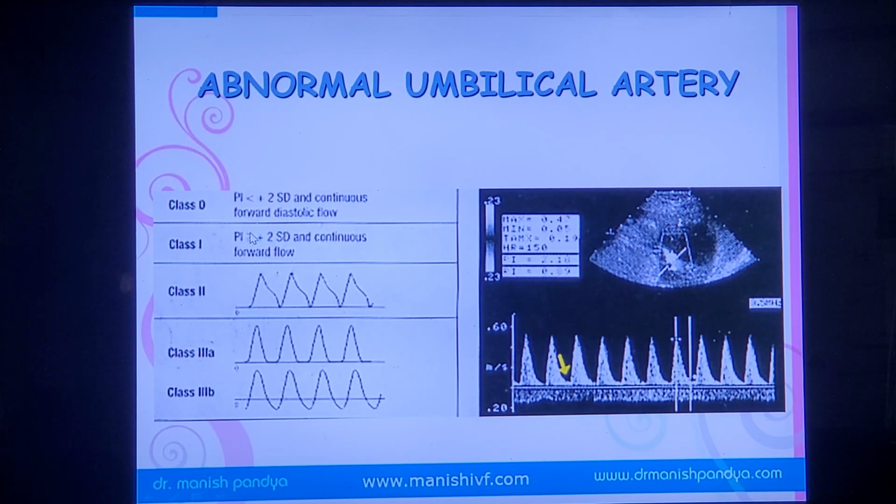Class 1, PI is more than or equal to 2 plus SD ratio, continuous forward flow. Class 2 is absent umbilical artery flow. Class 3 is absent flow and class 2B is reversal of the umbilical flow. What is this? Which class will it come in? Class 3. Class 3. Class 2. Here it comes as a class 2.